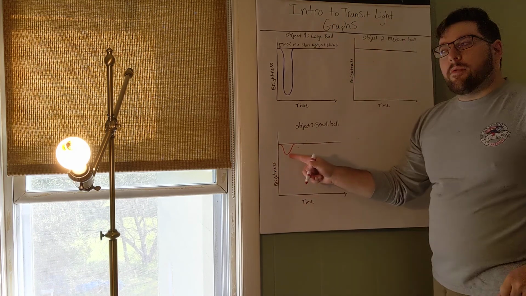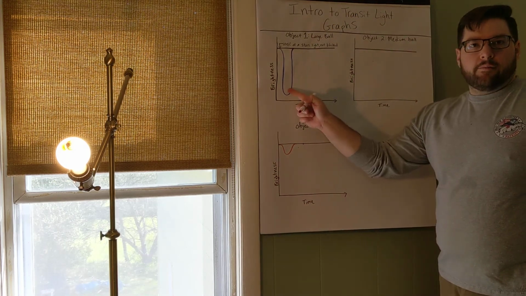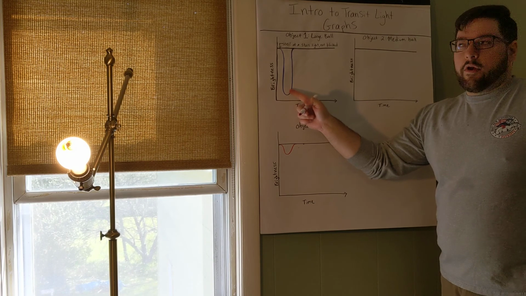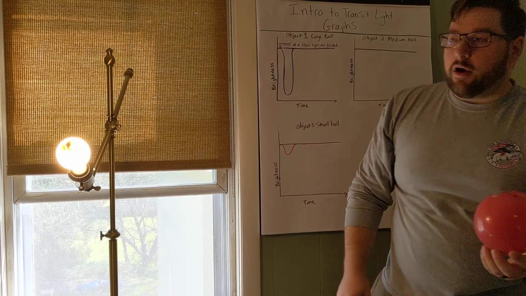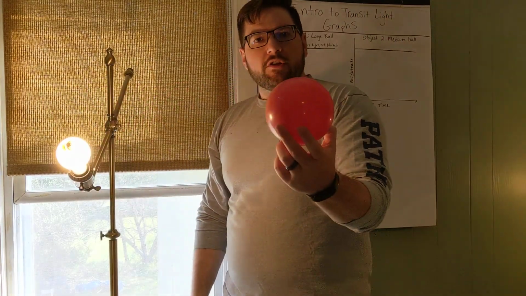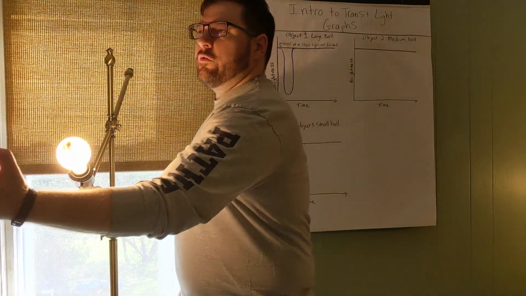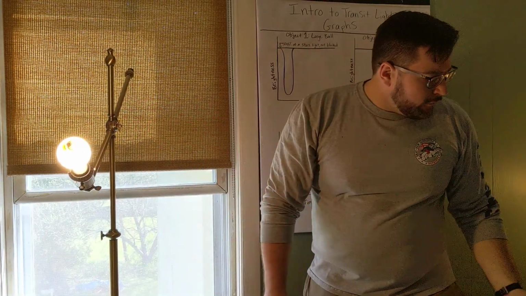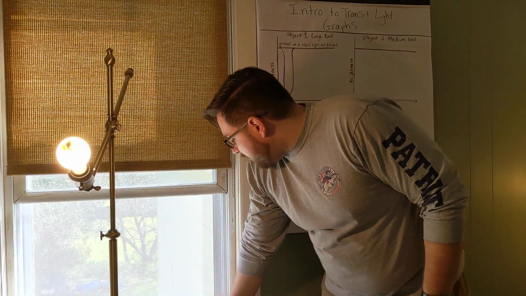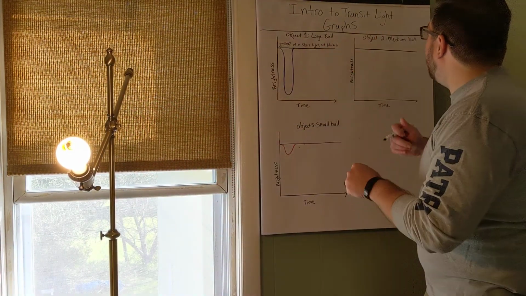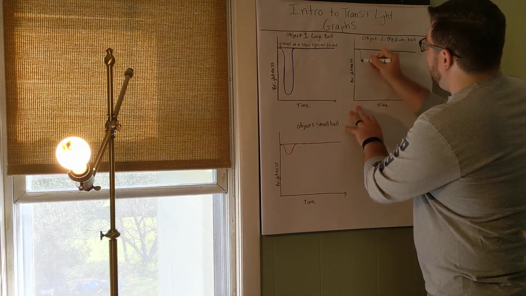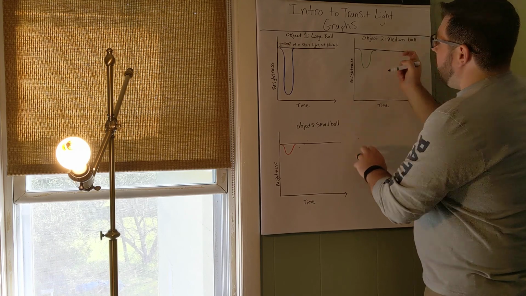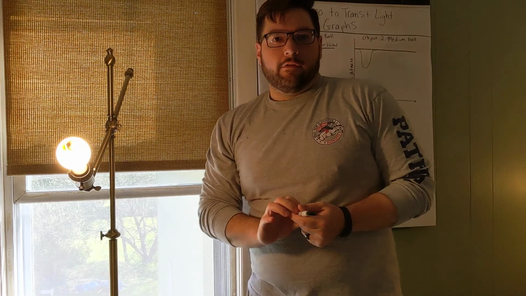It's going to have a much smaller dip compared to this planet. And then the medium planet, if I have a medium-sized ball here, it's going to be somewhere in between the two as it goes around. So that medium-sized planet is going to fall somewhere in between the size of those two planets.